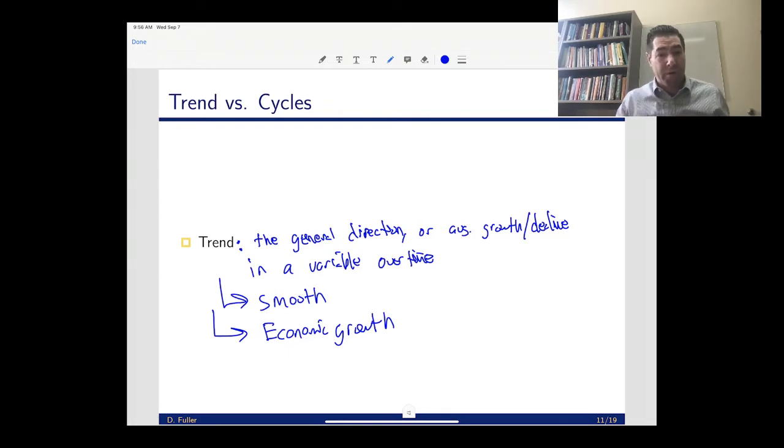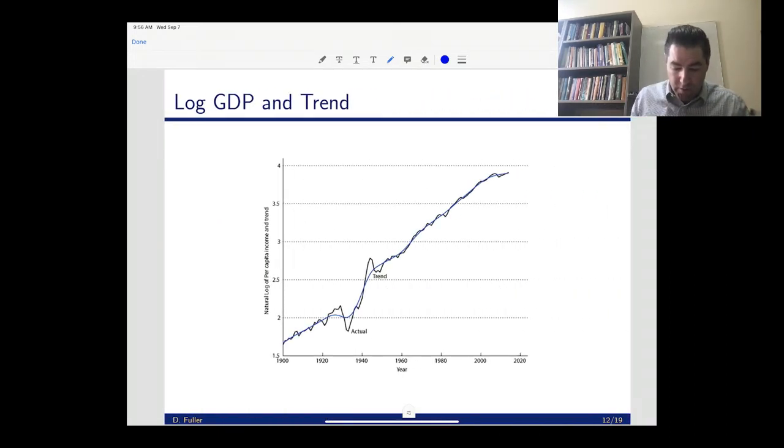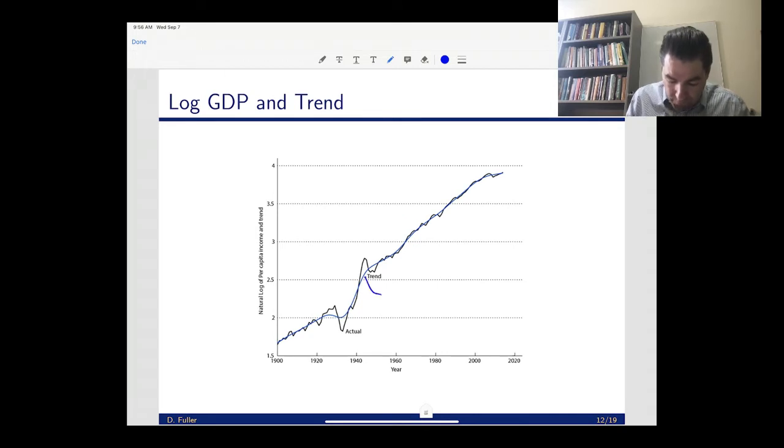So the trend is going to be a very smooth feature of the data. On the next graph, you can see the blue line is a very smooth path, and that's our trend in log GDP per capita. So our log income per person, or it could just be income per person, doesn't matter. The blue line is the rough trend. It tells me the general path of this variable over time, smoothing out any ups and downs that happen year to year. So the trend is all about economic growth, whether we're going up or down in general over time.